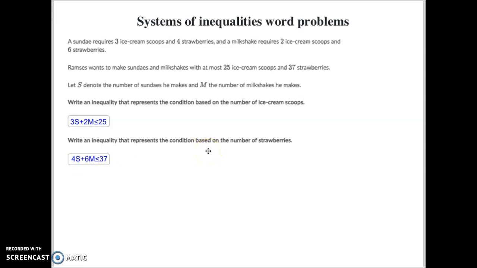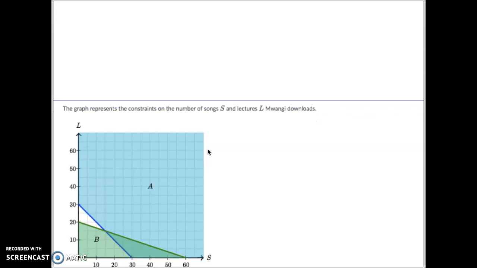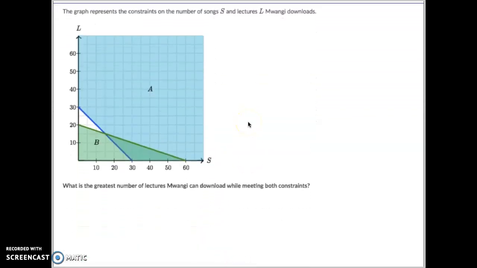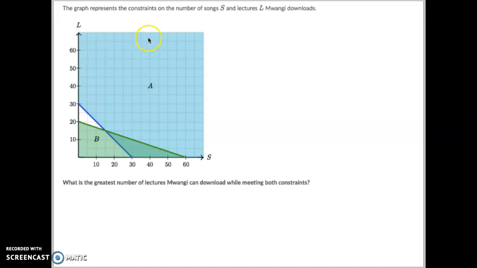But that's how you put together the inequalities for that. All right, there's another type that I think has confused students in the past, so let's run through that one. Here we go. This graph represents the constraints on the number of songs S and lectures L that person can download. I can't say that person's name either. I must be really good at names, huh?